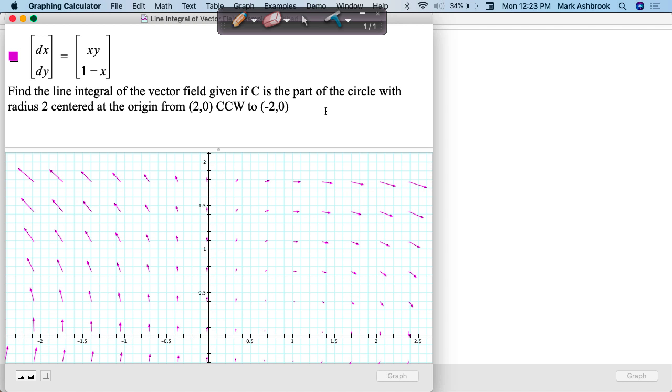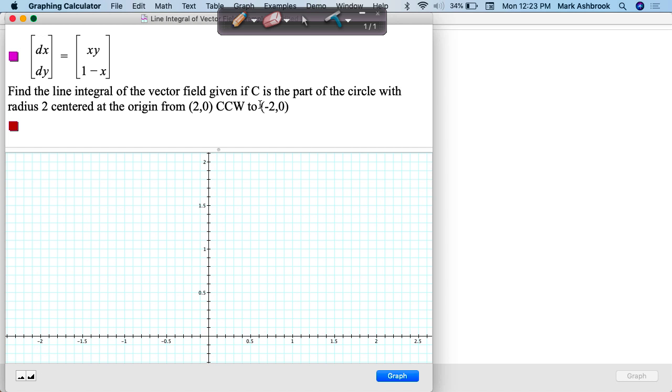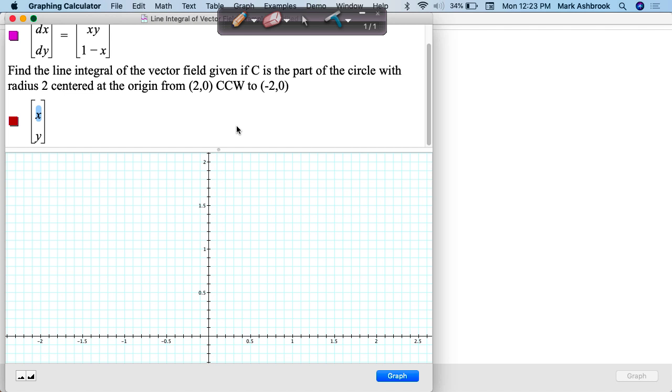Okay, and now I want to draw this path. So what should I type in to draw this path? And I want that to be in terms of a vector function. So I want you to figure out, and this is going to be part of the problem, you're going to have to write the vector function for C, parameterize C, and then find the line integral of that field over C, going from 2, 0 to negative 2, 0. So let's just predict.